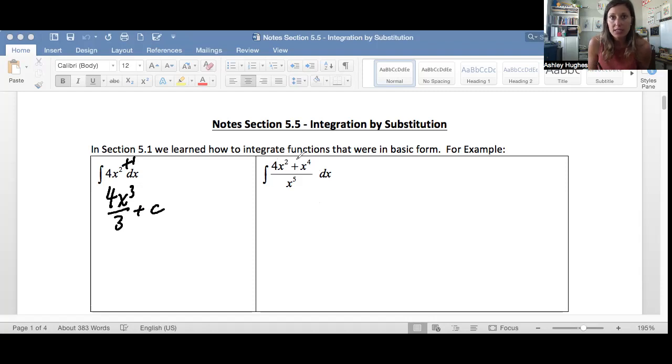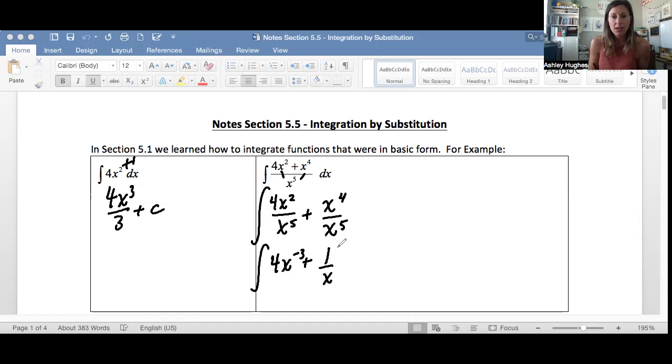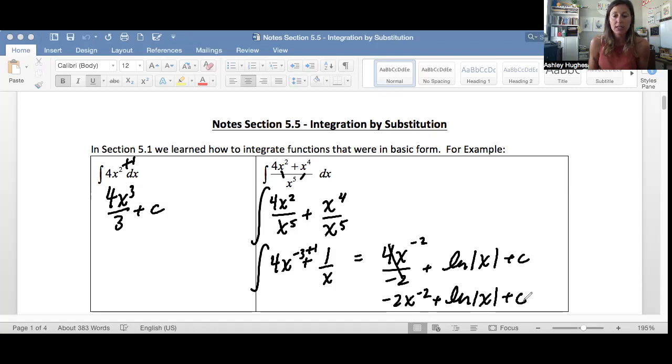Sometimes it was a little trickier. If we had something like this, we would split it apart. Remember, single on the bottom means to split, and then separate, simplify, and then integrate. So here I want to simplify this. So this would be x squared, so 2 minus 5 makes it 4x to the negative 3. This one I'm actually going to write as 1 over x because that is special. That one is natural log. So if we add 1 here, we get 4x to the negative 2, divide by that new exponent, and then this would be the natural log of x plus c. You could simplify that to be negative 2x to the negative 2 plus the natural log of x plus c.